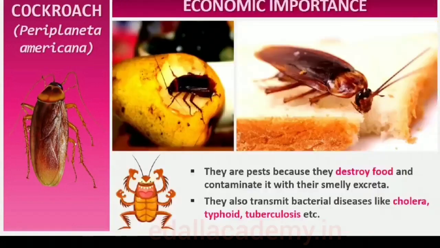Many species of cockroaches are wild and are of no economic importance. A few species thrive in and around human habitat. They are pests because they destroy food and contaminate it with their smelly excreta. They can transmit a variety of bacterial diseases by contaminating food material.